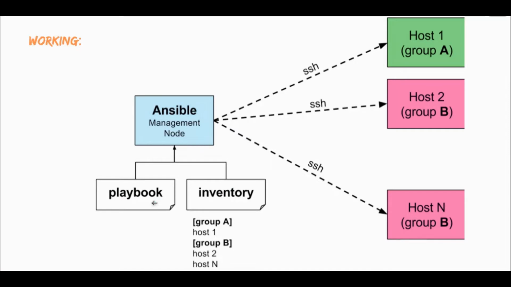What is it? Playbook. In this playbook, I will mention that for this developer group, you need to install the Java package. For this tester group, you need to install Selenium or JUnit. For the data scientists, you need to install Python. So where am I going to write it? On the playbook. This playbook is going to target which one? The inventory file it is going to target. So this is exactly how things will work in Ansible.